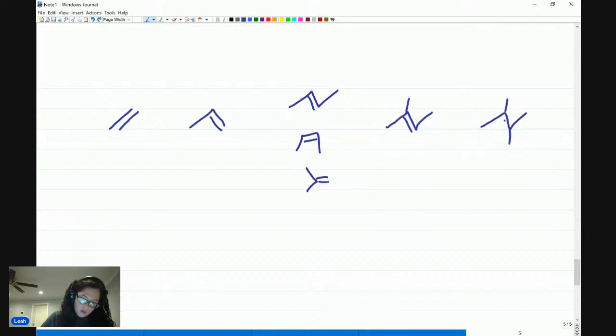So let me show you the highlighter trick that I used to figure this out. Highlight your pi bond. I'm just going to highlight them all real quick. And then what you want to do is draw an arrow coming out of the pi bond. One arrow makes this mono-substituted. 1, 2, 1, 2, 1, 2. These are all di-substituted. 1, 2, 3, tri-substituted. And 1, 2, 3, 4, tetra-substituted.